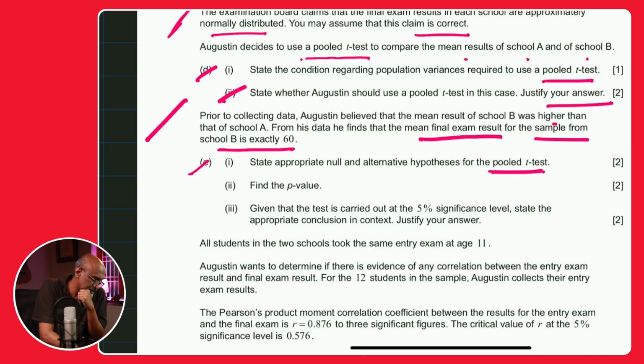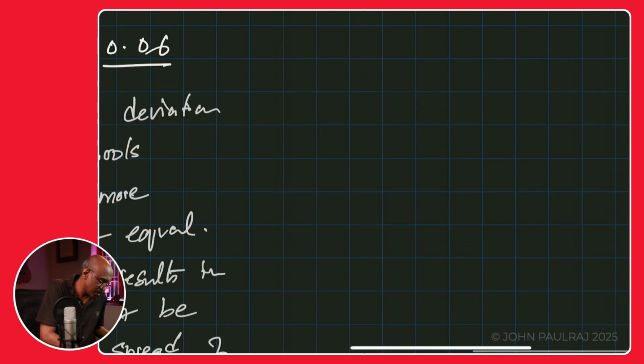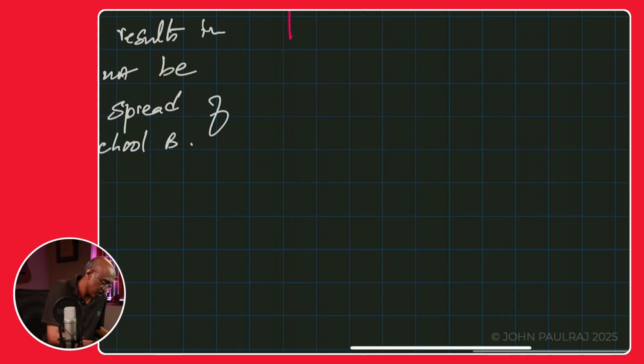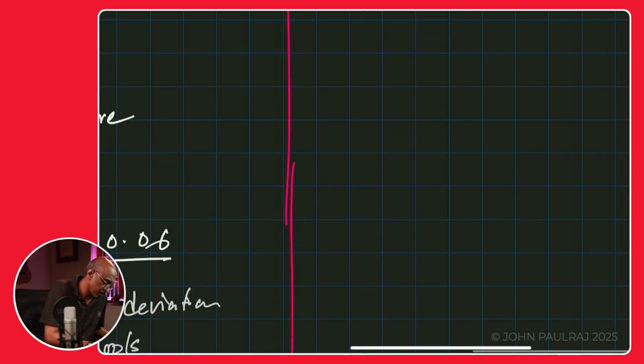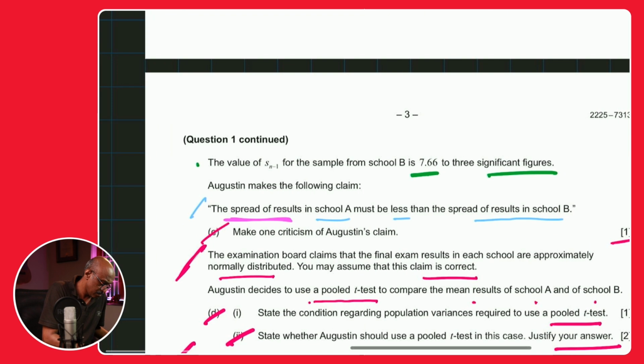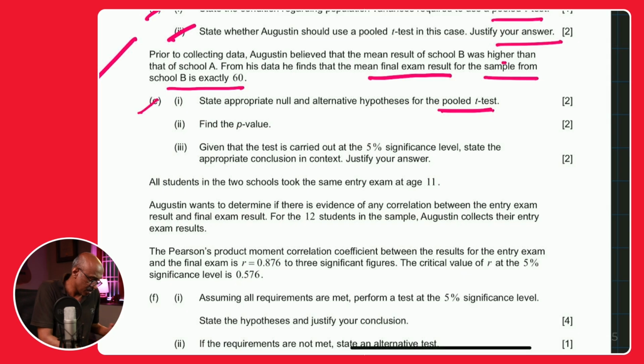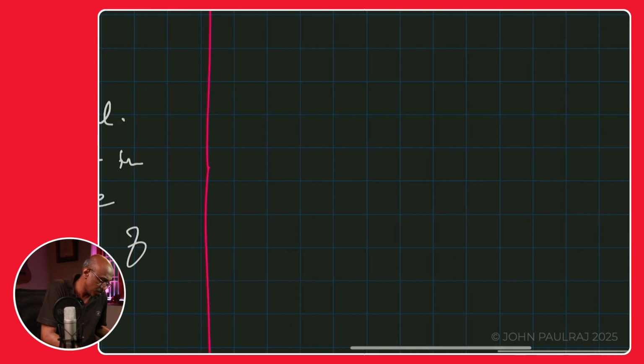So this is part E, part 1. I'll just go across and draw a line here. Question 1E, part 1. They ask for the appropriate null and alternative hypotheses for the pooled t-test, so we'll write down the pooled t-test.